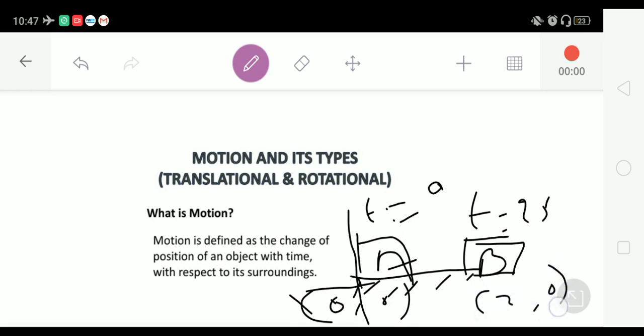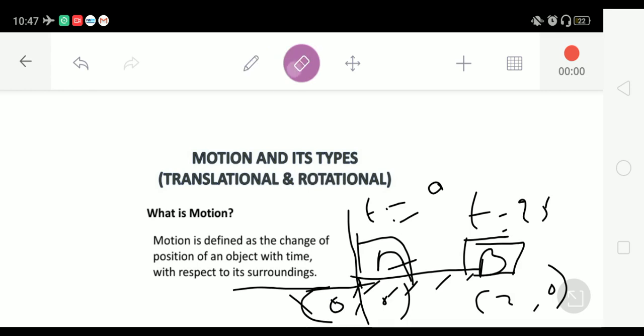So what has happened in this particular graph is that we can see the object has changed its position from point A to point B, from 0 comma 0 to 2 comma 0. That is, there has been a change in position within 2 seconds. Now this change in position is known as motion. And it also happens with respect to the surrounding. We can understand what a surrounding is.